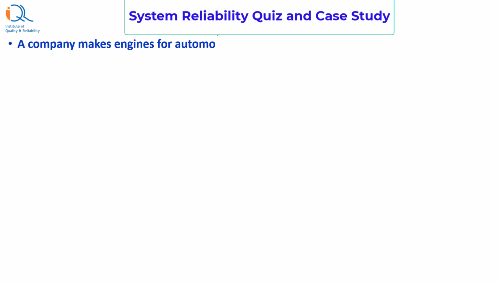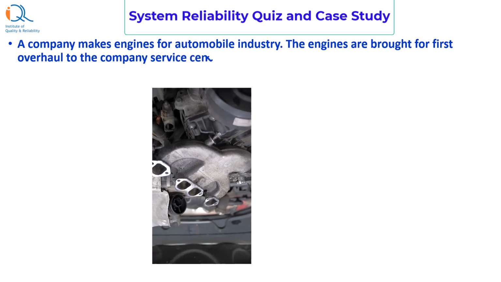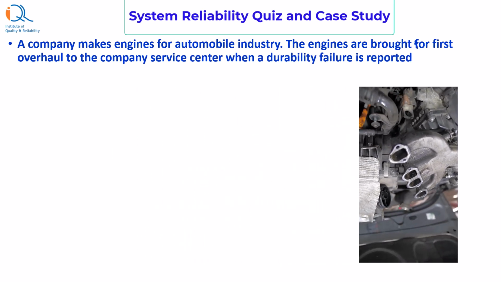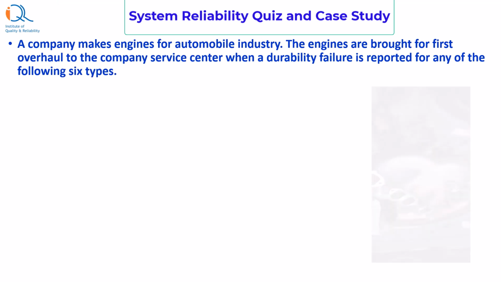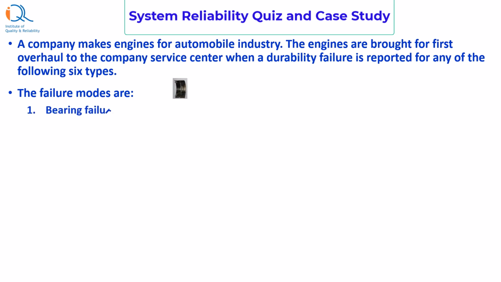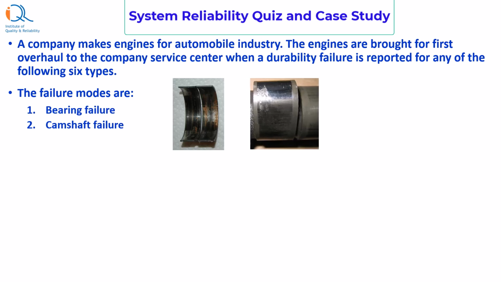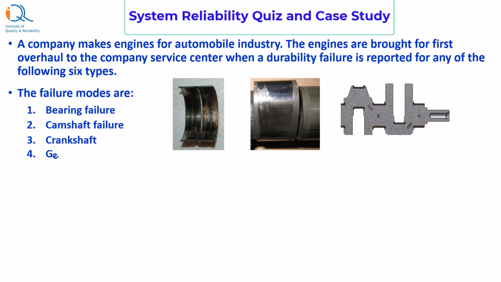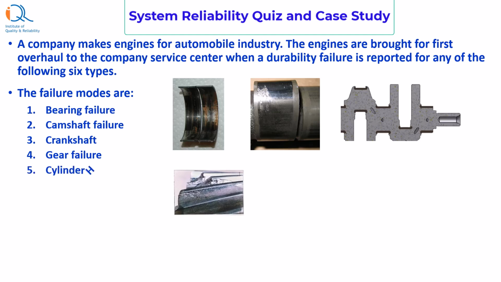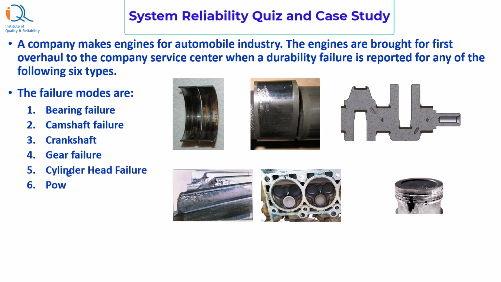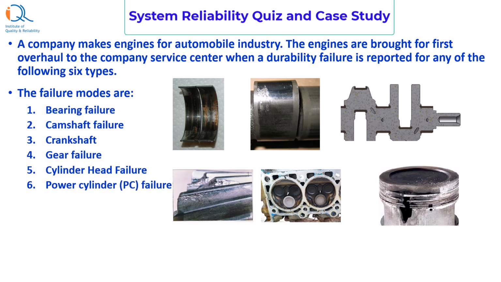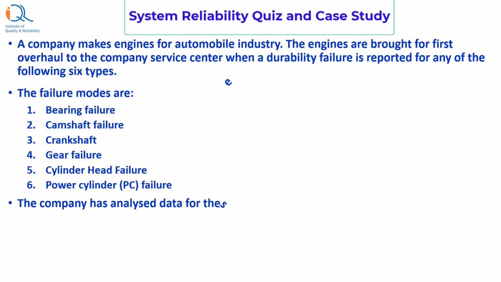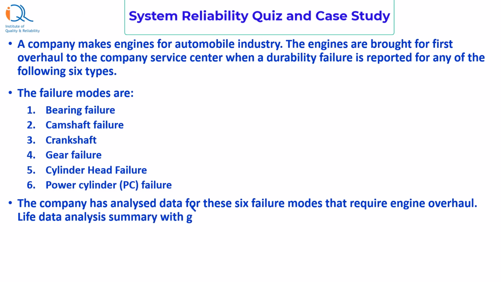A company makes engines for the automobile industry. The engines are brought for first overhaul to the company service center when a durability failure is reported for any of the following 6 types. The failure modes are: 1. Bearing failure, 2. Camshaft failure, 3. Crankshaft failure, 4. Gear failure, 5. Cylinder head failure, and 6. Power cylinder failure. The company has analyzed data for these 6 failure modes that require engine overhaul.